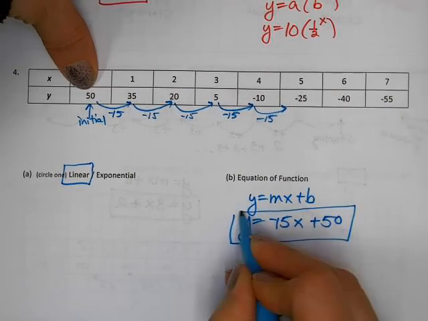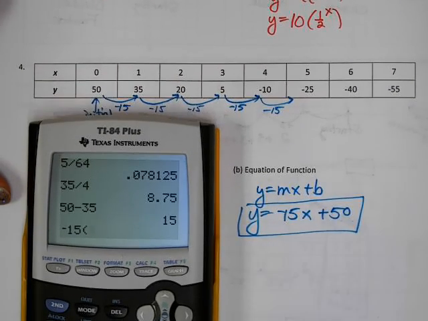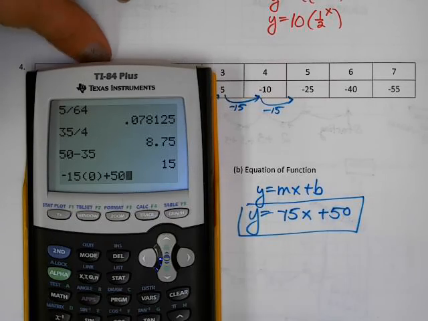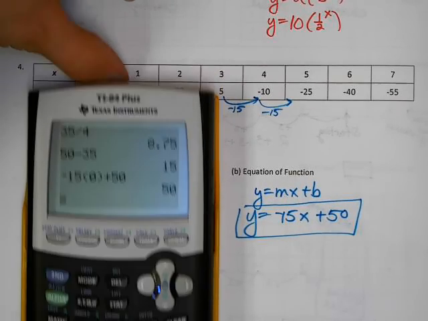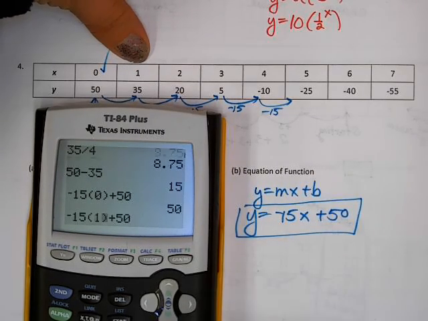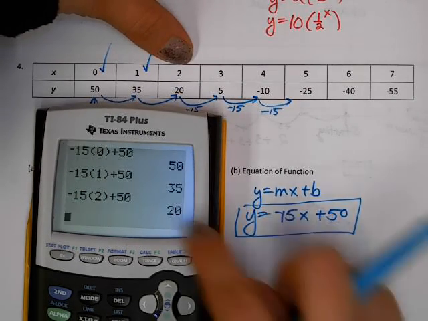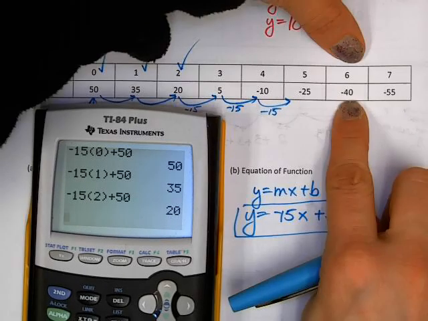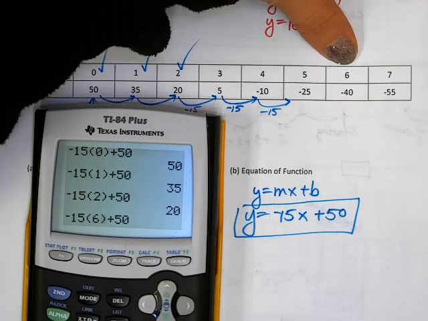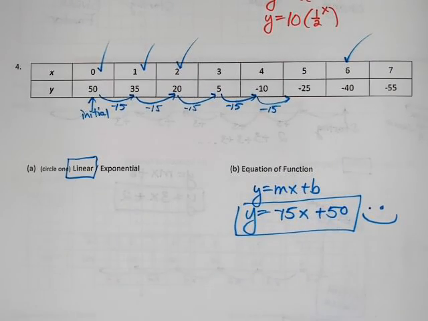All right, let's check our equation to make sure that it works. So negative 15, the first number I'll plug in is 0. Don't forget to say plus 50. So here's y equals mx plus b. The answer is 50. Good. That first one worked. Let's try 1. Second, enter. If I plug in a 1, 35, perfect. You could check all of them if you want. 2 makes a 20. Perfect. Let's go here to 6. Second, enter. Let's plug in a 6 and see if it makes negative 40. Did it work? Yes, this is definitely the correct formula. All right, good job.